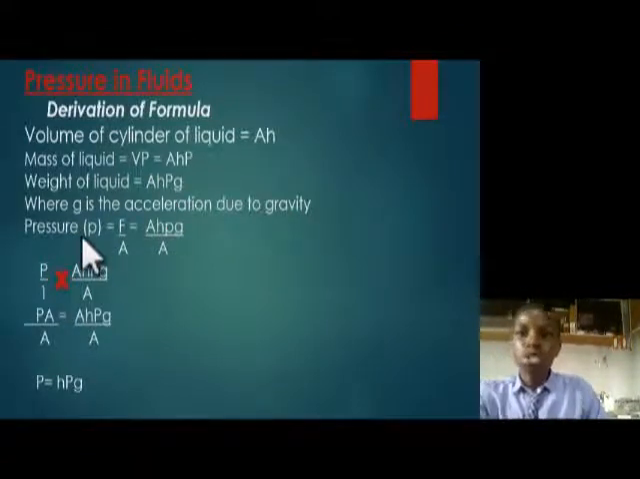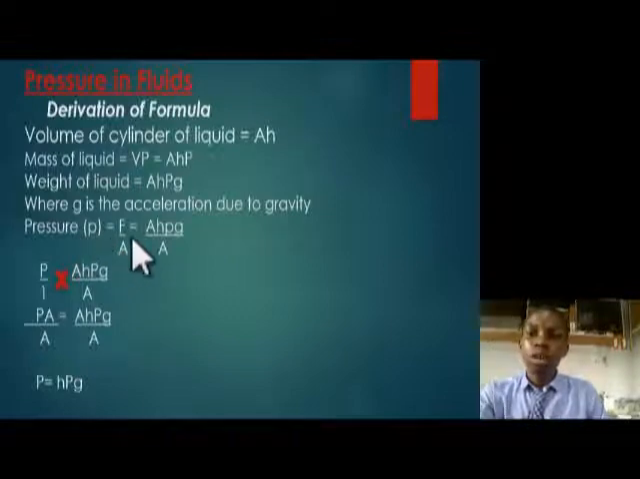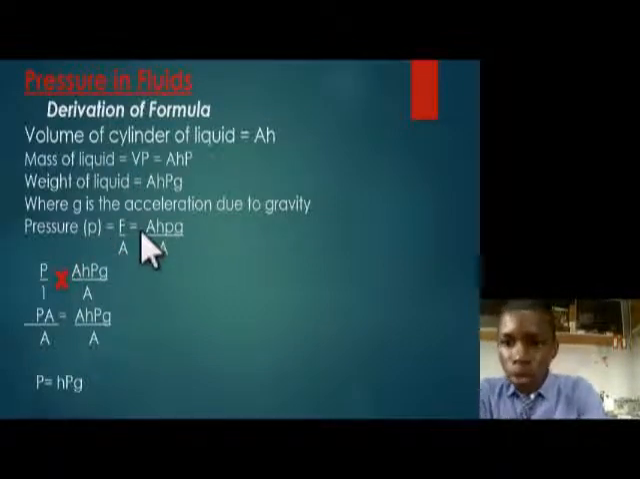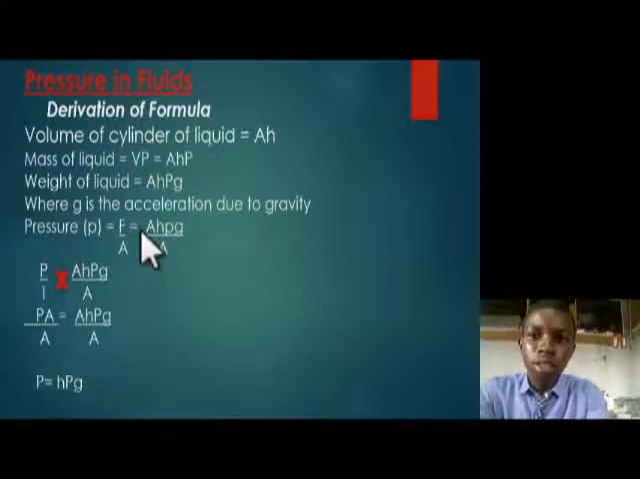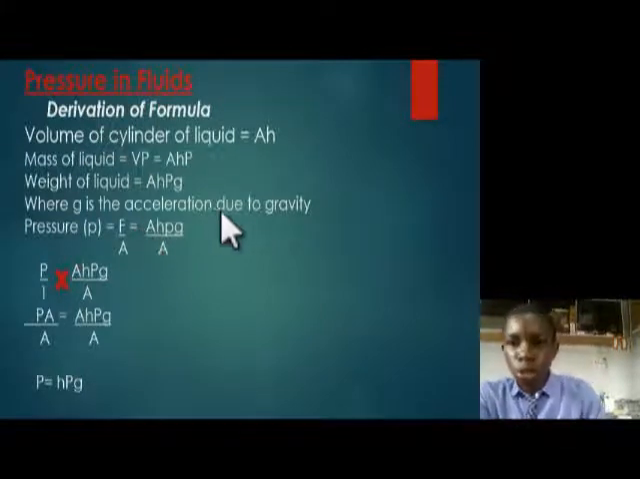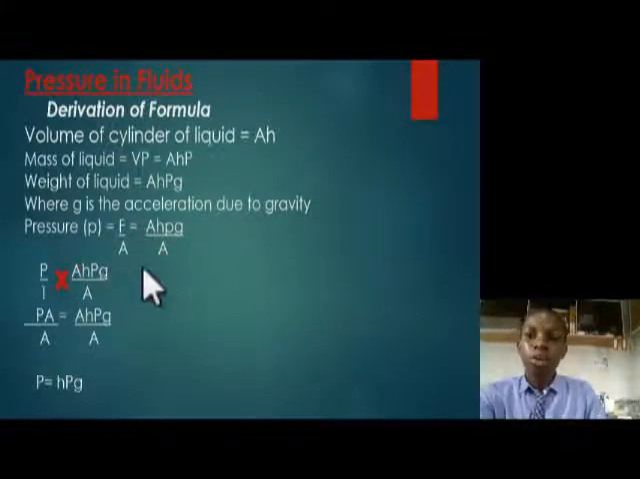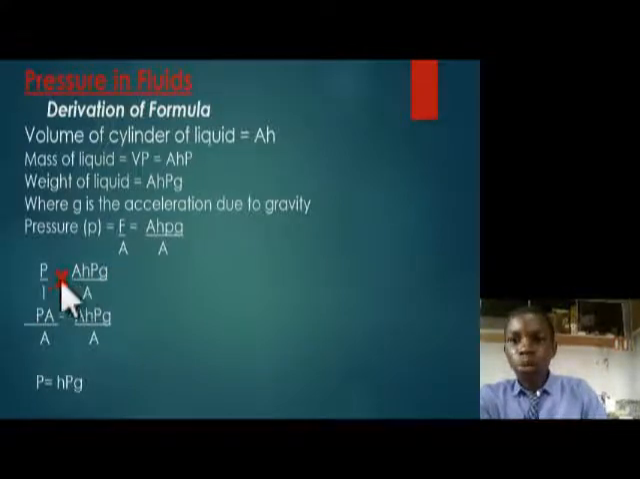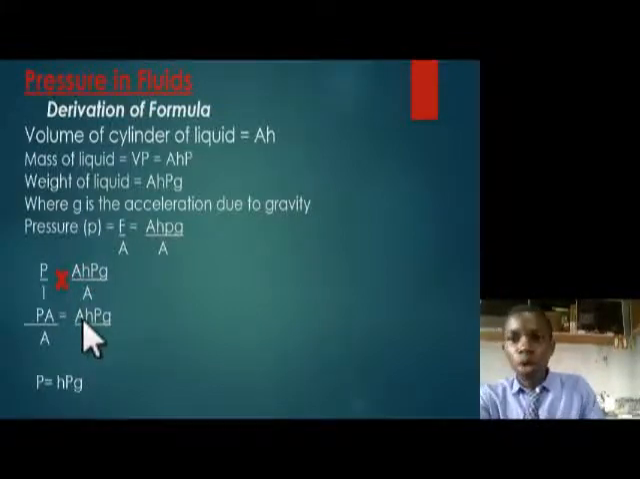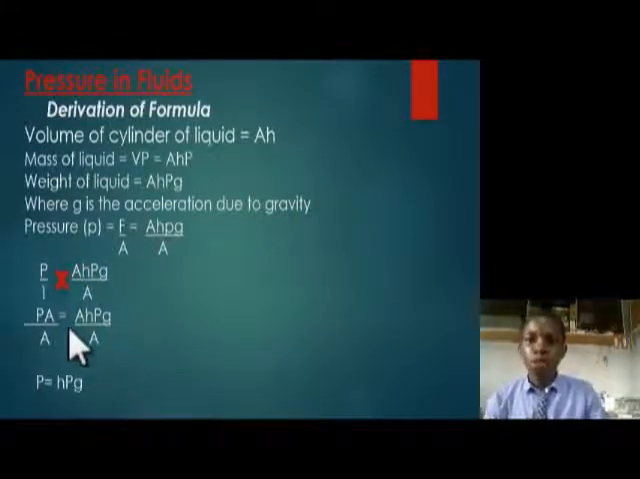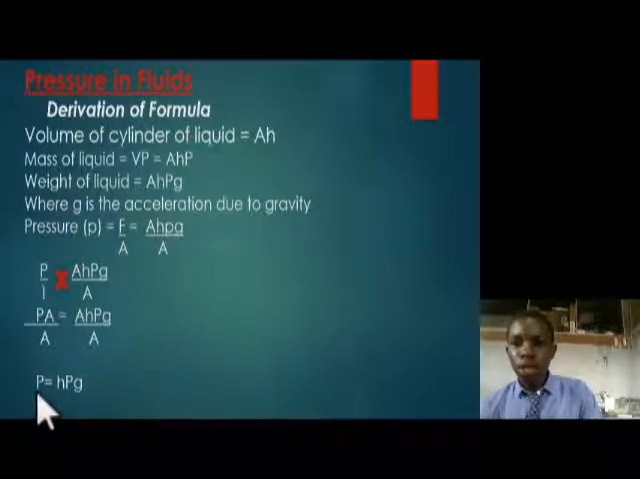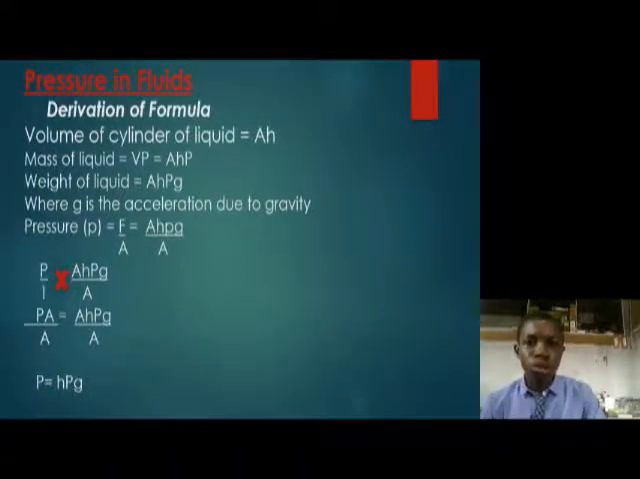Therefore, the pressure, which is P, equals force over area, which equals the weight of liquid, which is area times height times density times acceleration due to gravity, divided by area. Now, deriving the formula, we have P over 1 times weight of liquid divided by area. Now, we'll be making P the subject of formula, where we cross multiply and cancel out the area, where we have P equals height times density times acceleration due to gravity.